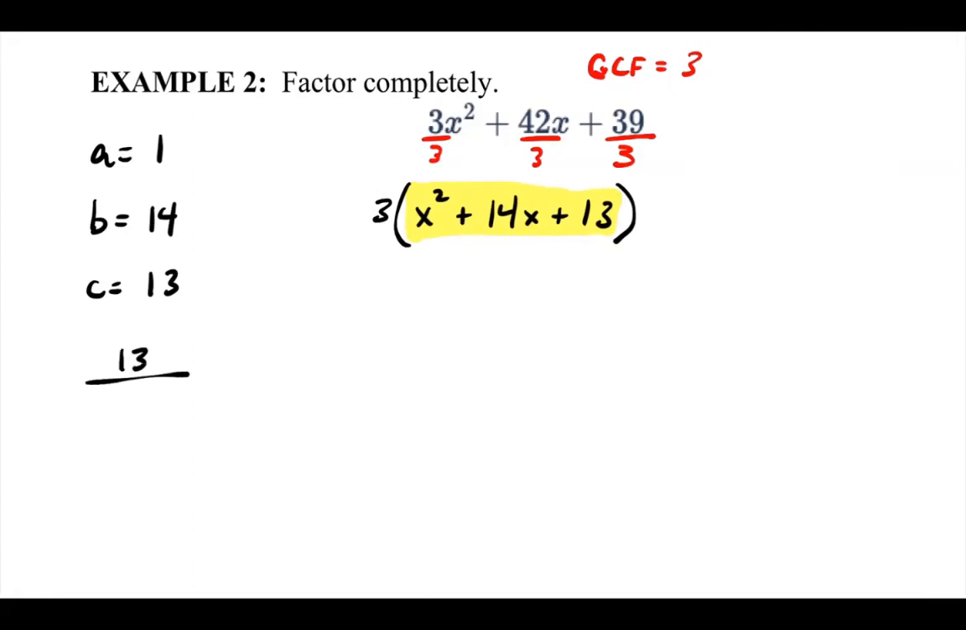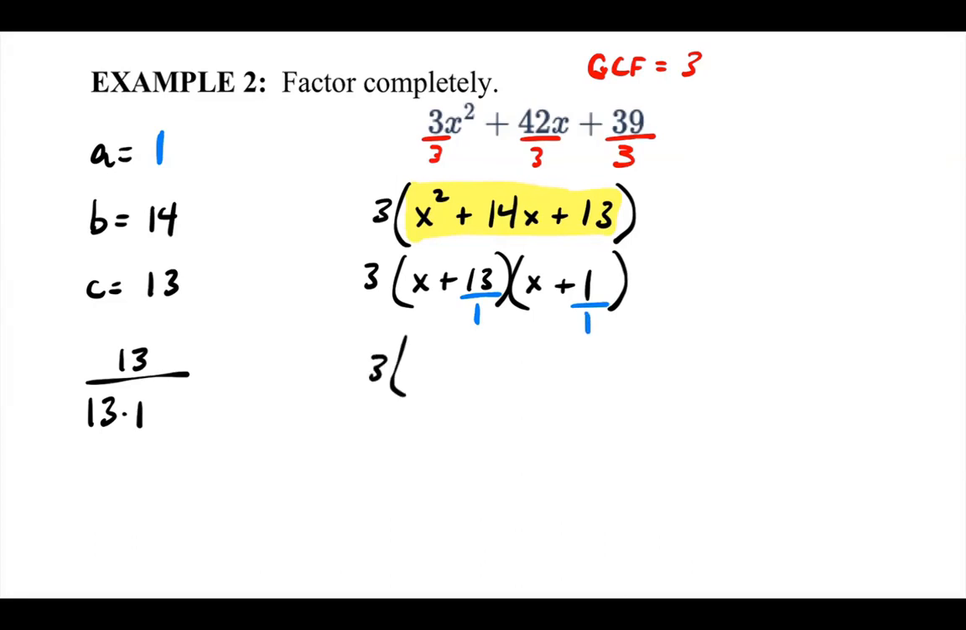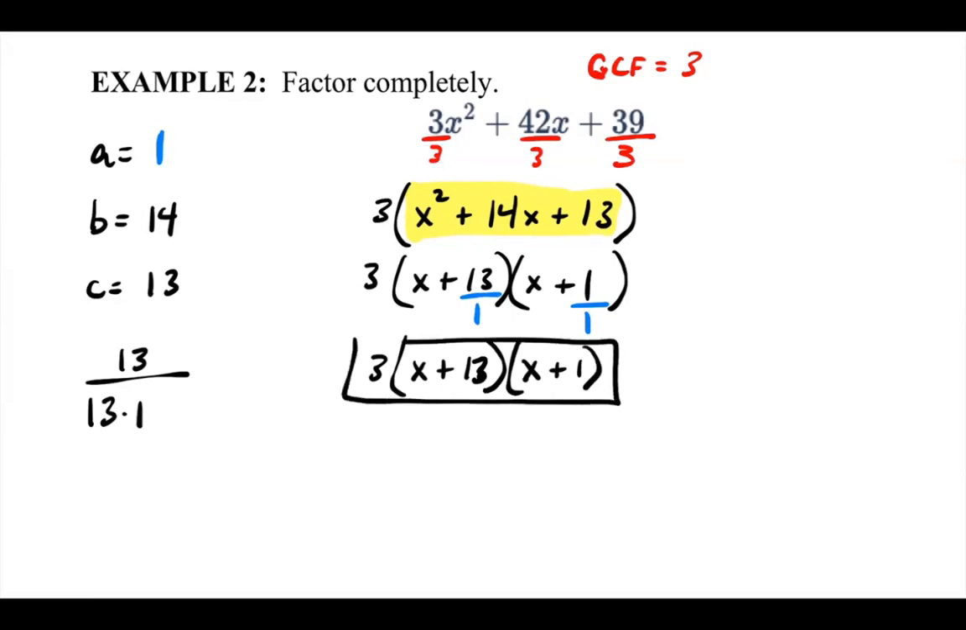So I'm looking for the numbers that multiply to be 13, but add up to be 14. Well, there's only 2 things that multiply to be 13. It's a prime number. 13 and 1, yeah. Plus 13, plus 1. Last step, bottoms up. Well, I'm dividing by 1, so it's not going to change anything. It's just going to stay 13, and it's going to stay 1. Question said factor, so I leave it like that.